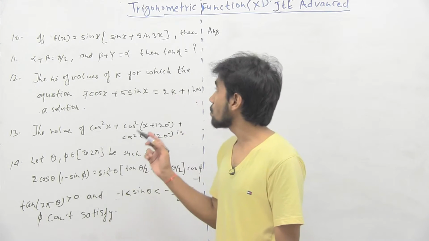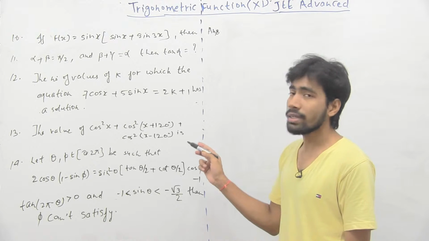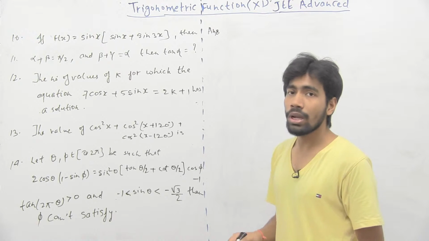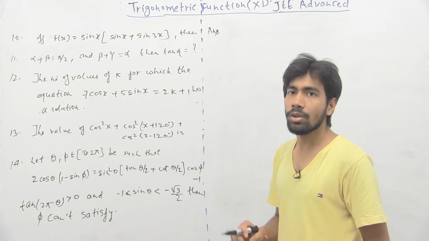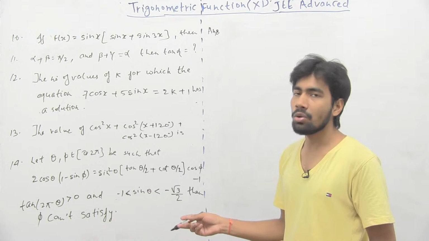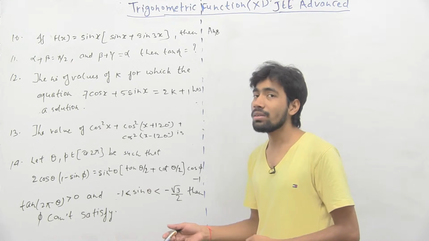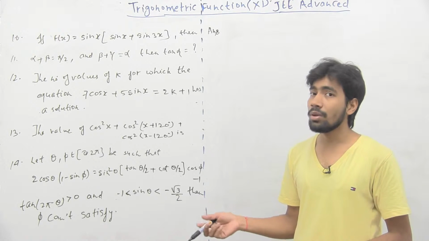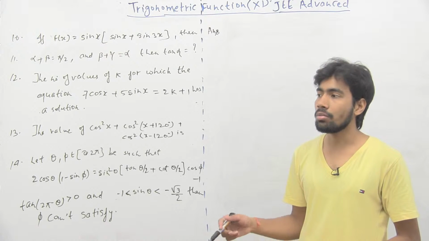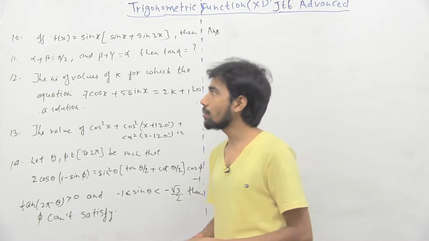So now come to question number 10. f(x) is given as sin x into (sin x plus sin 3x). There are many options given showing that f(x) is greater than 0 at some interval, f(x) is less than 0 at some interval. We have to find where it holds. Will f(x) always be greater than 0, or always less, or will it have some interval in which it will be positive or negative?